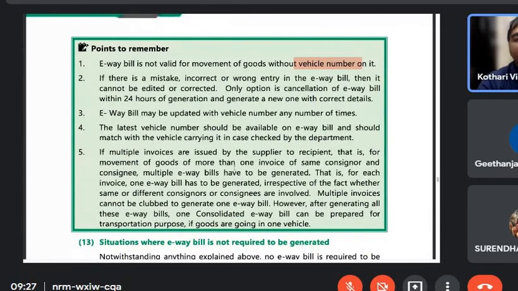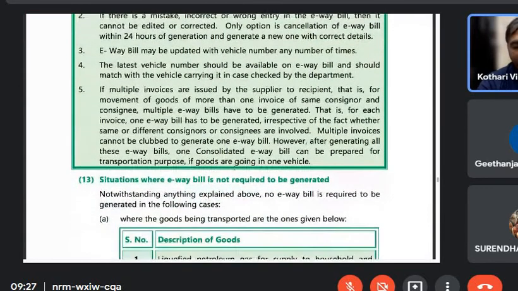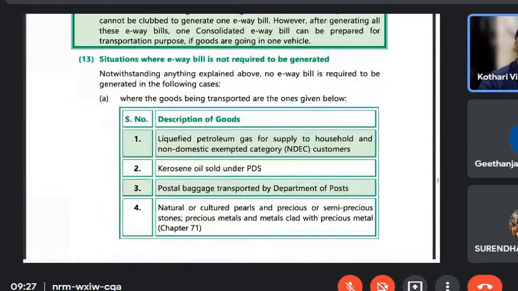So vehicle number is mandatory for the e-way bill. Vehicle number is mandatory whenever an e-way bill is generated. So what are the exceptions? That is, the exemptions from e-way bill.